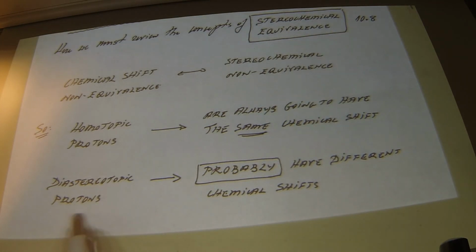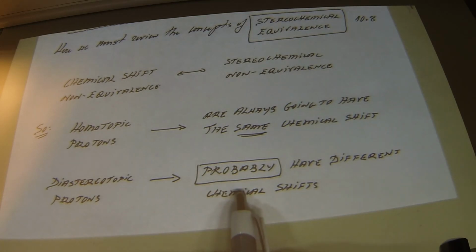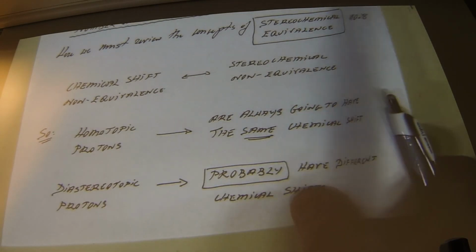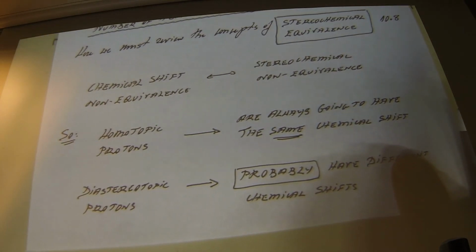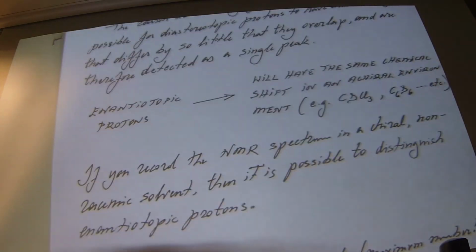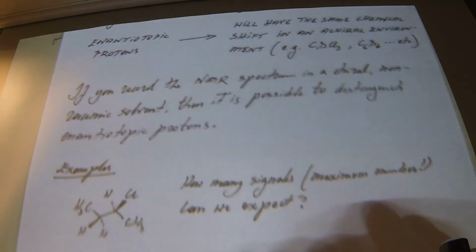So diastereotopic protons, those are probably going to be chemical shift non-equivalent every time. Now, I hedge. Why do I hedge? Well, because accidentally, they could have the same chemical shift. In other words, if I have a weak magnet, or if I'm just unlucky, then those 2 diastereotopic protons may just show up under the same peak.